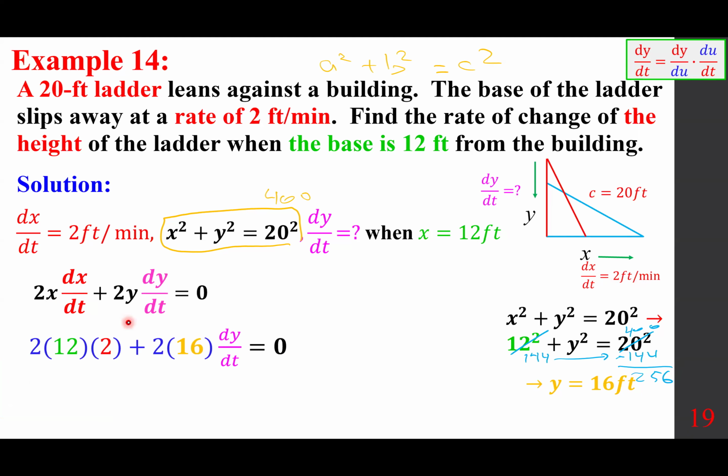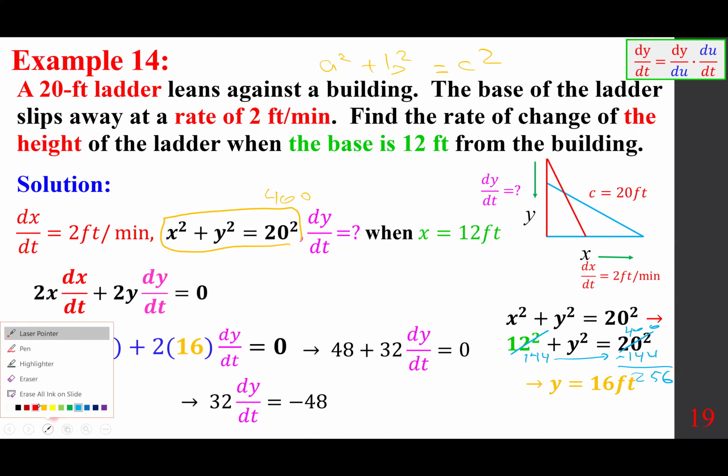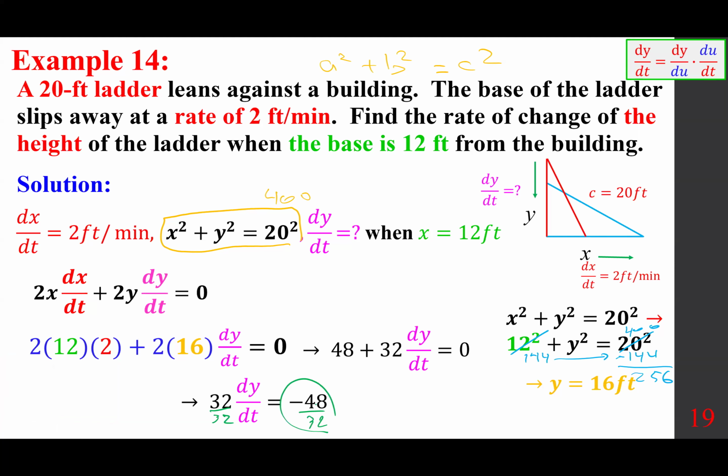This is 2 times 2 times 12, 48. This is 2 times 16, 32. And so move the 48, make it negative, divide by 32. They are both divisible by 16, negative 3/2 feet per minute. Clearly, x is increasing, dx/dt is positive, y is decreasing, dy/dt must be negative.